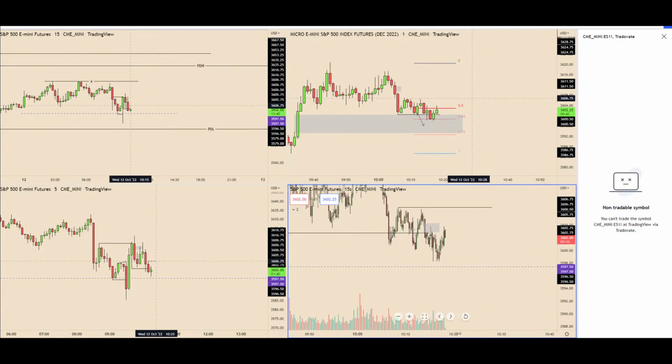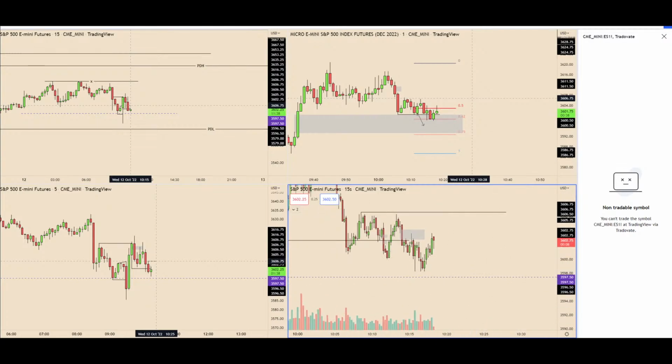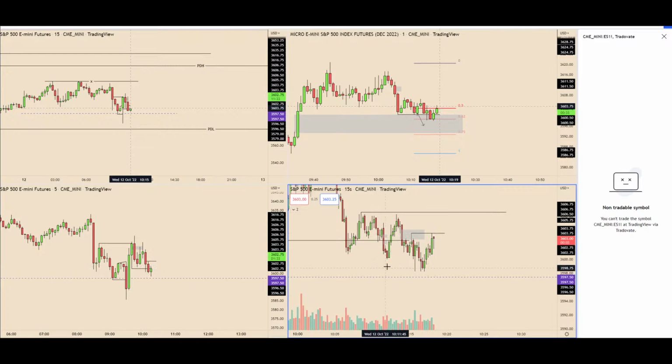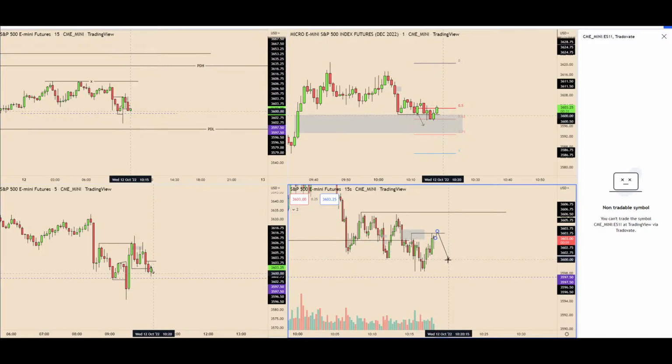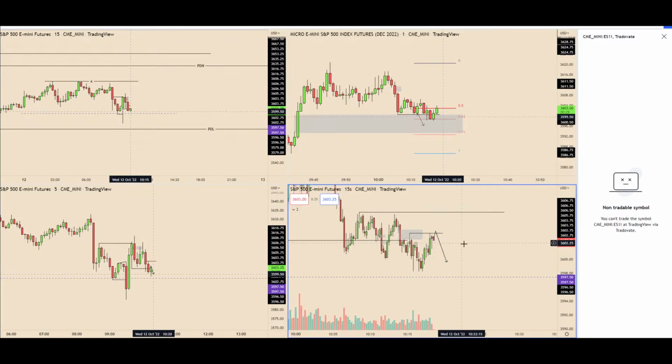So this is where I would consider a two turtle soup on a lower time frame, right? I'd want to see a little break above that and then go lower, considering we're not really displacing up. But we'll see.